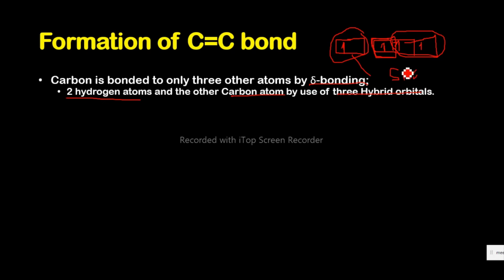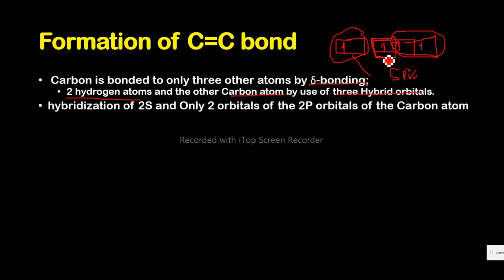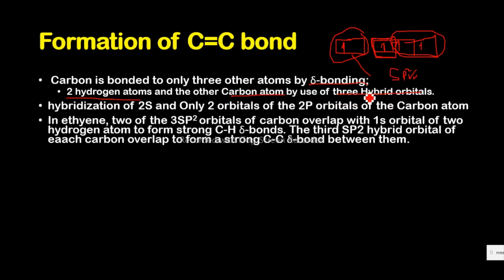So these three sp2 hybridized orbitals are the ones that are going to be involved in formation of sigma bonds by orbital overlap, same concept, and you form three sigma bonds. Now the other one, that didn't hybridize. Hybridization of 2s and two orbitals of the 2p of the carbon atom is what results in sp2 hybridization. I've already talked about it.